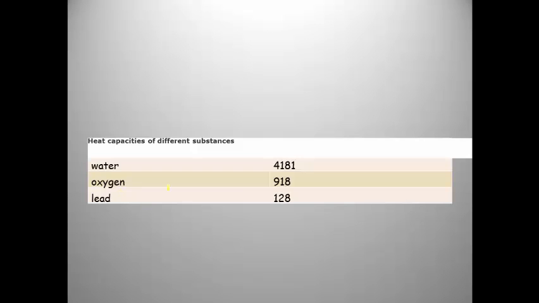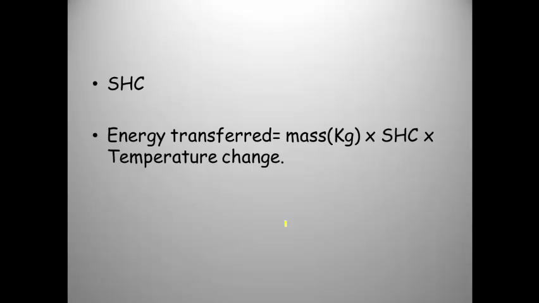Of oxygen, it takes 918 joules to make 1 kilogram of oxygen rise by 1 degree, and lead, which is a metal, takes 128 joules to turn 1 kilogram of a substance by 1 degree. You all know that metals conduct heat really well, so they tend to have a very, very low specific heat capacity, i.e. it takes less energy to make the temperature of 1 kilogram of that substance rise by 1 degree. Now, you need to be able to calculate that.